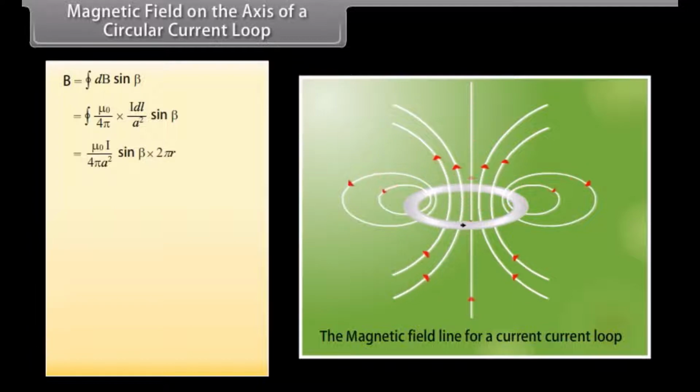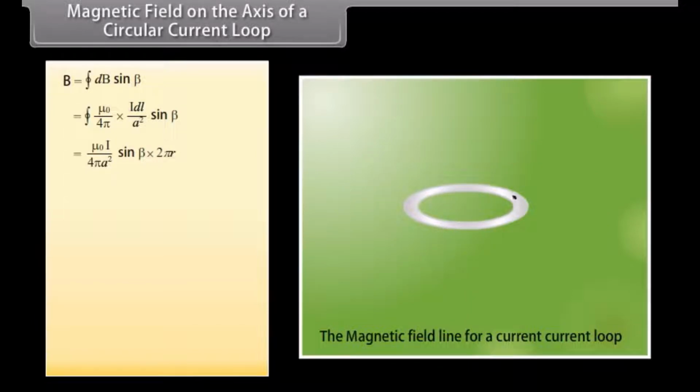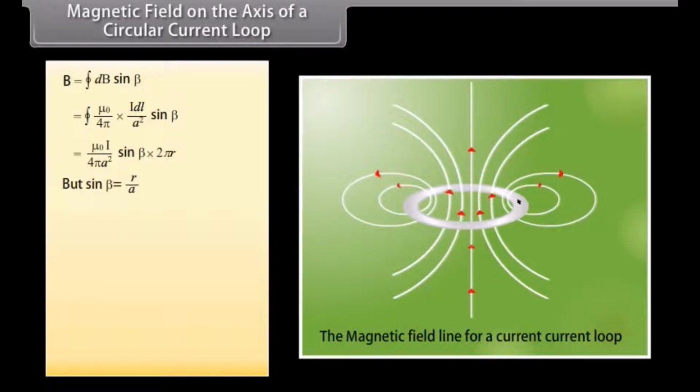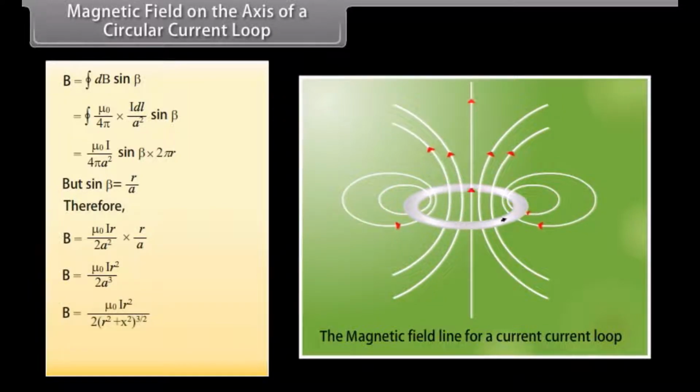By putting the values in this equation, we get the total magnetic field at P equal to mu naught I upon 4 pi a square multiplied by sine beta and 2 pi r. But sine beta is equal to r upon a. Therefore, total magnetic field at P is equal to mu naught I r square divided by 2a cube. We can also write this equation as mu naught I r square divided by 2 times r square plus x square within parentheses raised to the power 3 by 2. This magnetic field acts along the axis of the circular coil.